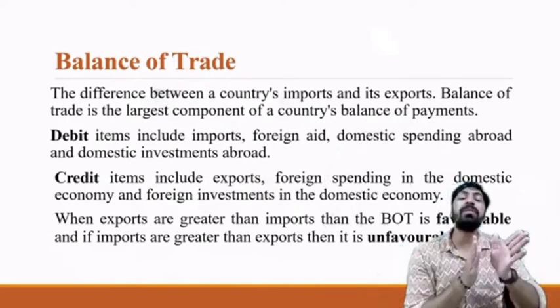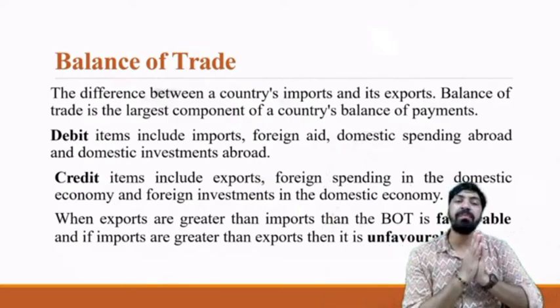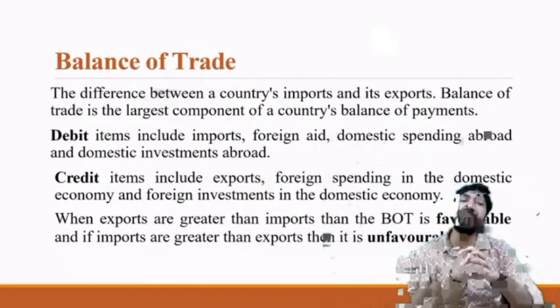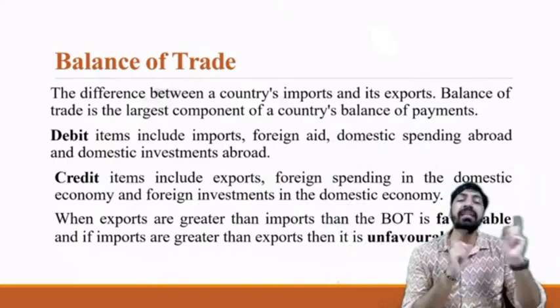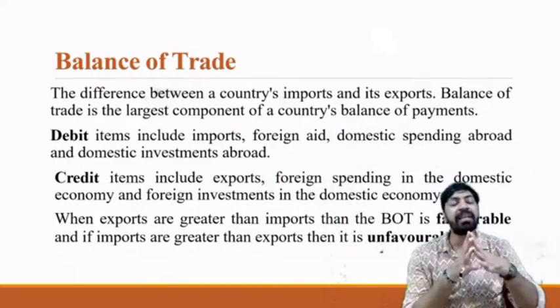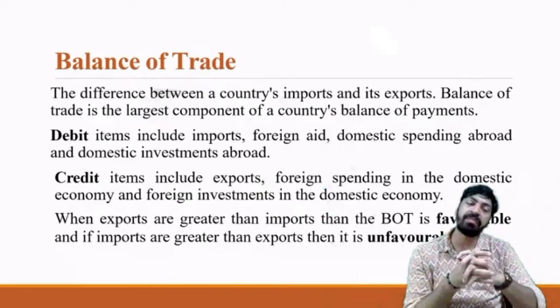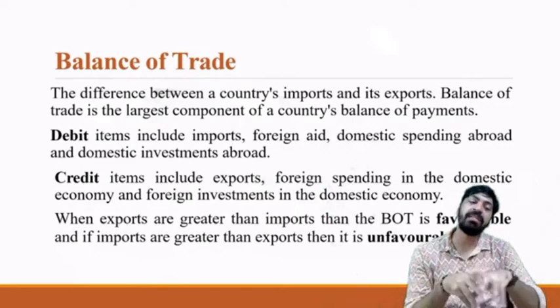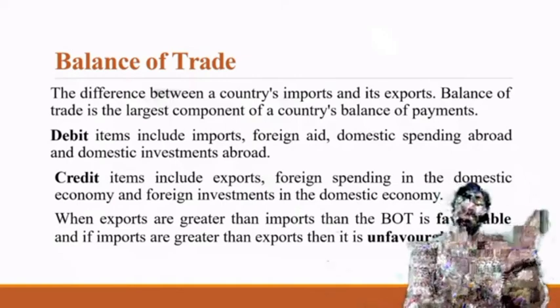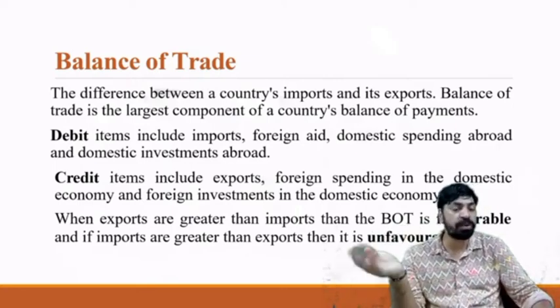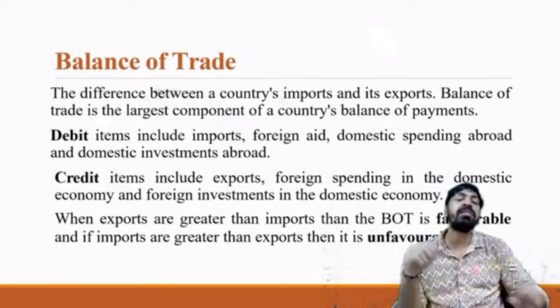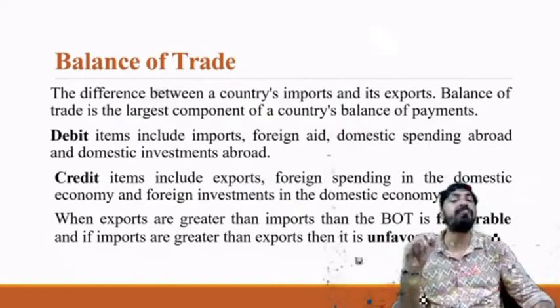When the exports are more than the imports, that means the balance of trade is termed as favorable. But when the imports are greater than the exports, it is an unfavorable condition. That means the overall result will be negative. If the exports are more than the imports, that means the balance of trade is on a positive note, on a positive sign. So these are the particular rules that we apply.